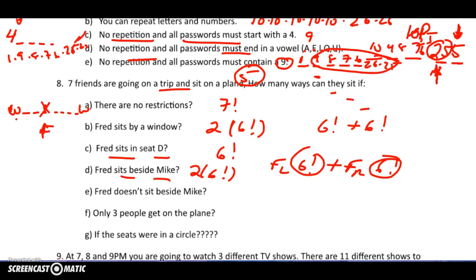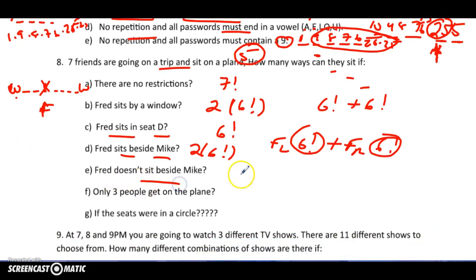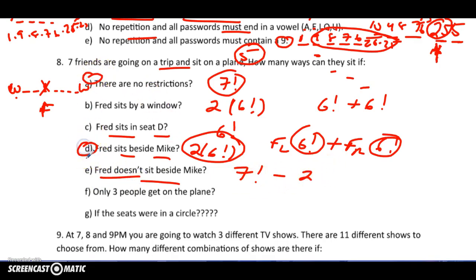Okay, I know I'm whipping through this, but I want to get this in. Fred doesn't sit near Mike, so there's 7 factorial ways in total for them to seat these people. Now what we're going to do is figure out the total, and we're going to subtract where they do sit together. So basically you're taking A and you're subtracting D. We do it that way, okay? So total number of ways, subtract where they do sit together is going to be the answer for this.